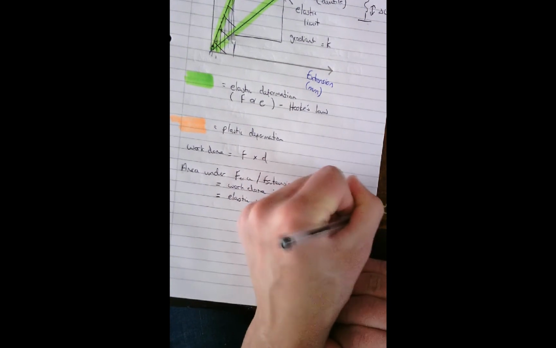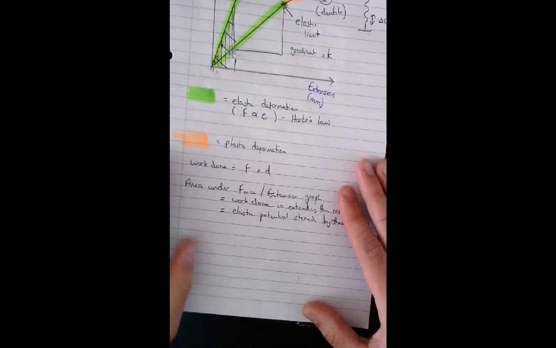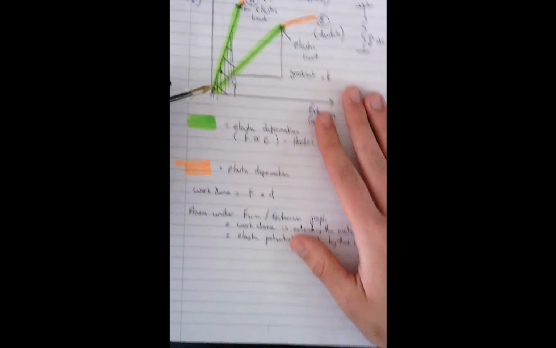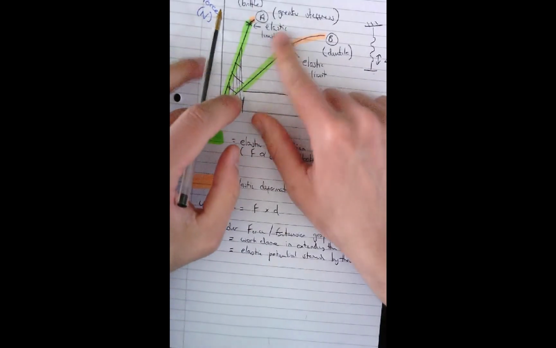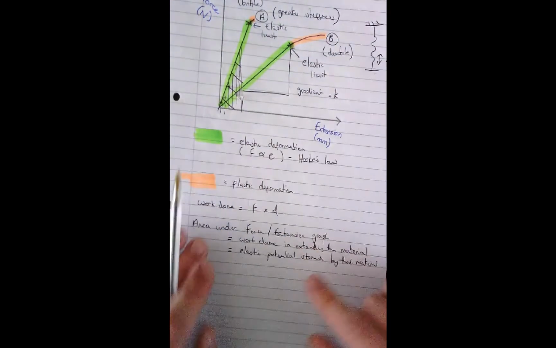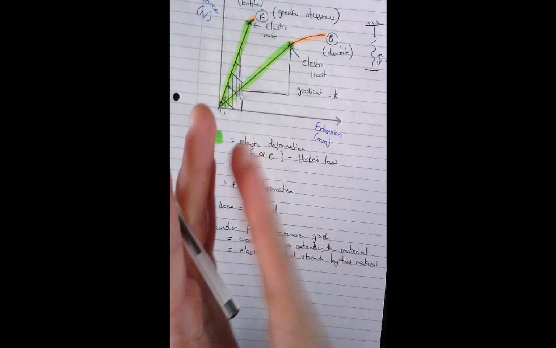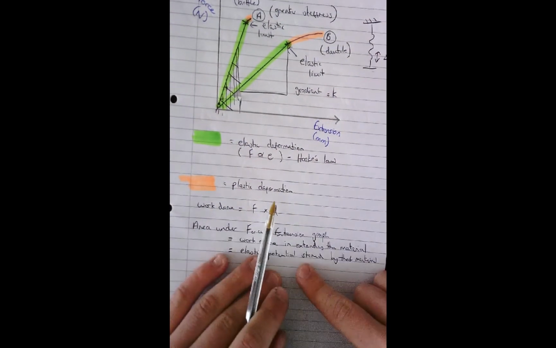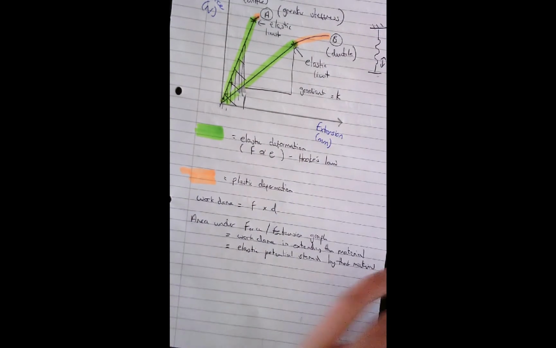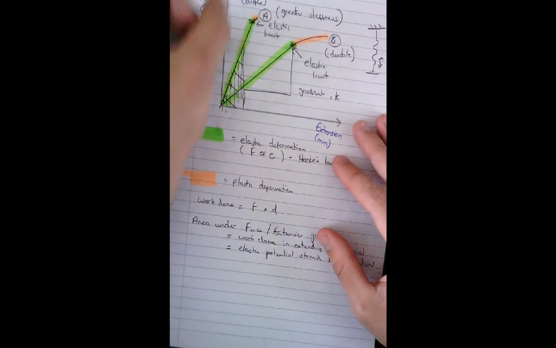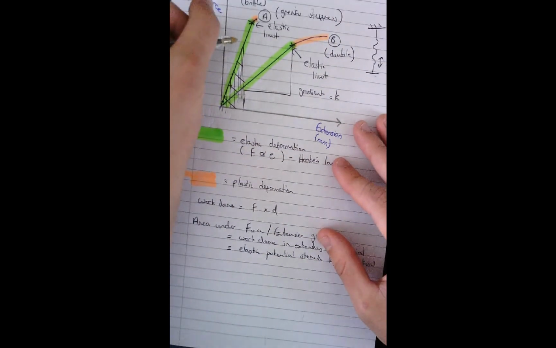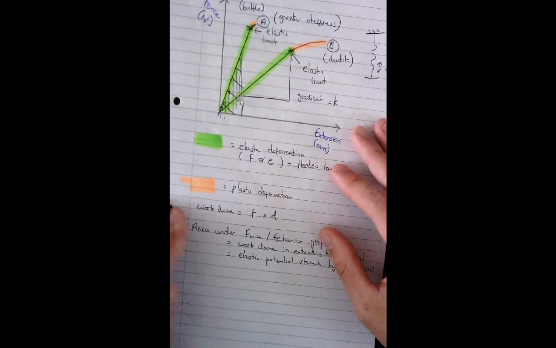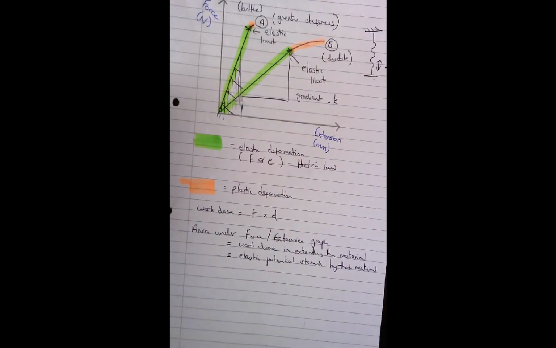So I do need you to know for this graph the important points that the gradient will give us our spring constant, and the area under it, up to whichever point that you want to go to, will give us the elastic potential energy stored. Now, with that in mind, what I can do is derive a formula for the elastic potential energy stored.